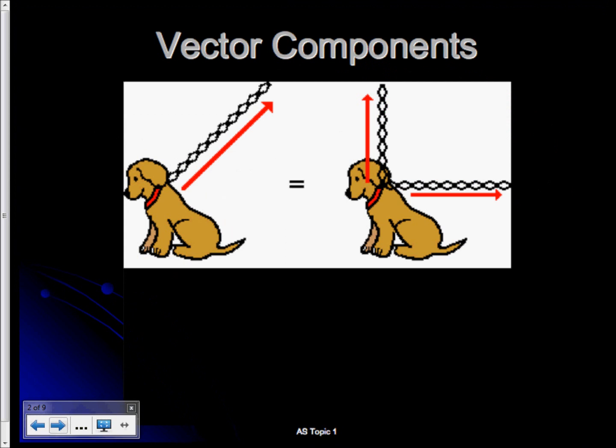Another example, pulling on a lead of a dog: that force that's being applied can be thought of as having two components. And if we know the magnitude of the actual vector and the angle at which that force is being applied, then we can calculate the size of these two components to see what effect there is in a horizontal direction and what effect there is in a vertical direction. So as far as this diagram is concerned, nothing that you need to put into your books.